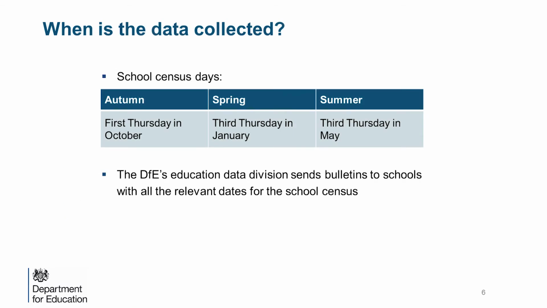School census data is collected 3 times a year. For each collection, the data you return should reflect the position in your school as at census day. This slide provides the timetable of each termly collection. The statutory return date by which all schools must have the submission is always 4 weeks after the census day.